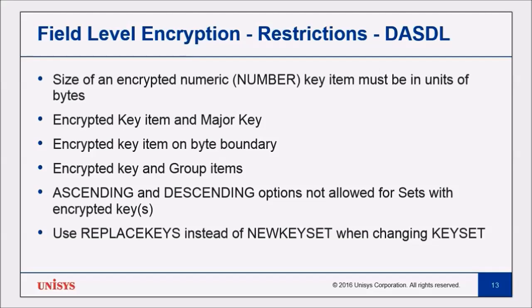An encrypted group cannot be used as a key of a set or subset. Whenever you want to use a group item as one of the keys in the set or subset, declare the individual items of the group as keys rather than declaring the group itself. The ascending and descending options cannot be specified for an index sequential set or subset containing encrypted key items.